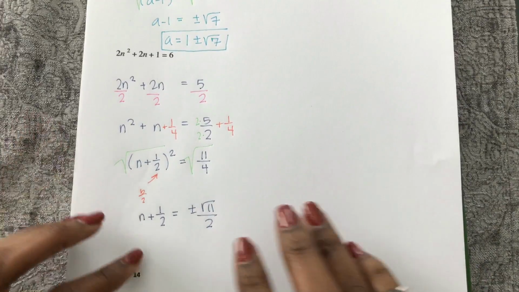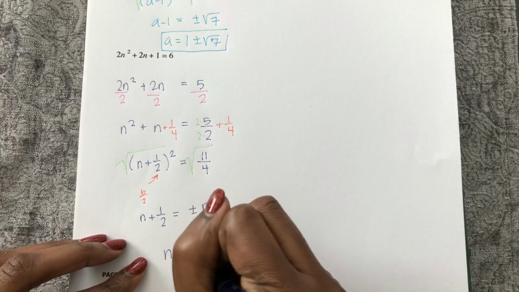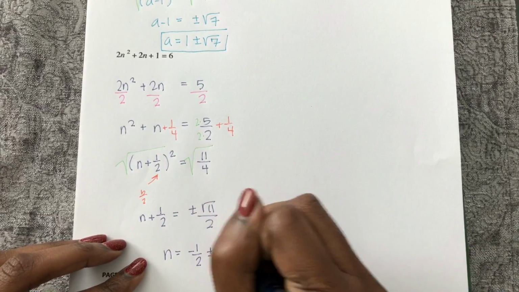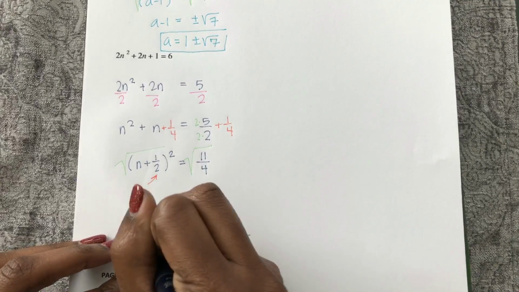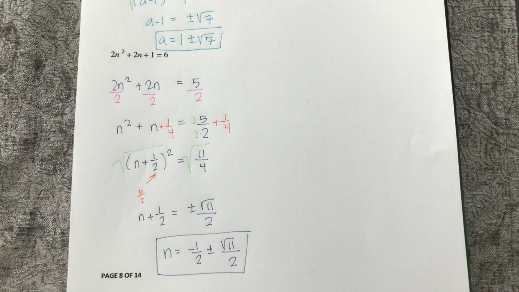So now to isolate that n, I'll subtract 1/2. N equals negative 1/2 plus or minus square root of 11 over 2. And that is in simplest radical form.